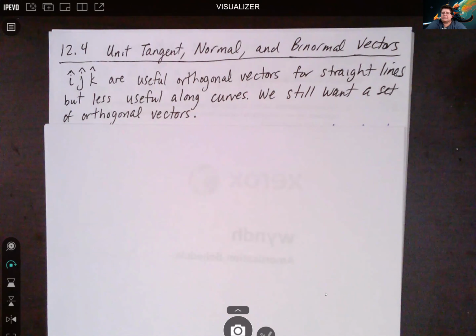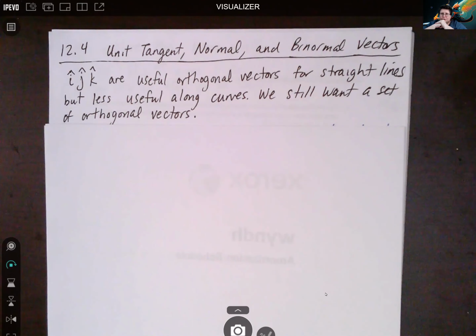Hey everybody, welcome back. Today's lesson is going to be on 12.4, and this is the unit tangent, normal, and binormal vectors. We've been using so far i, j, k for our useful orthogonal vectors.